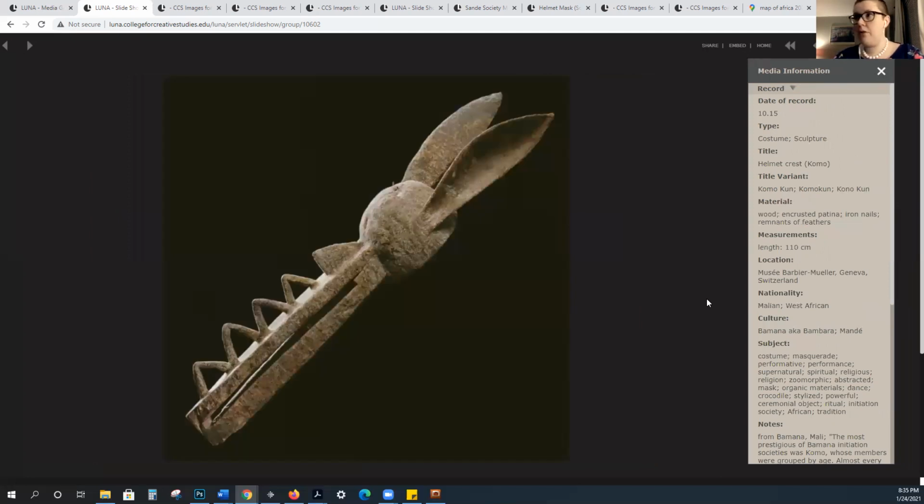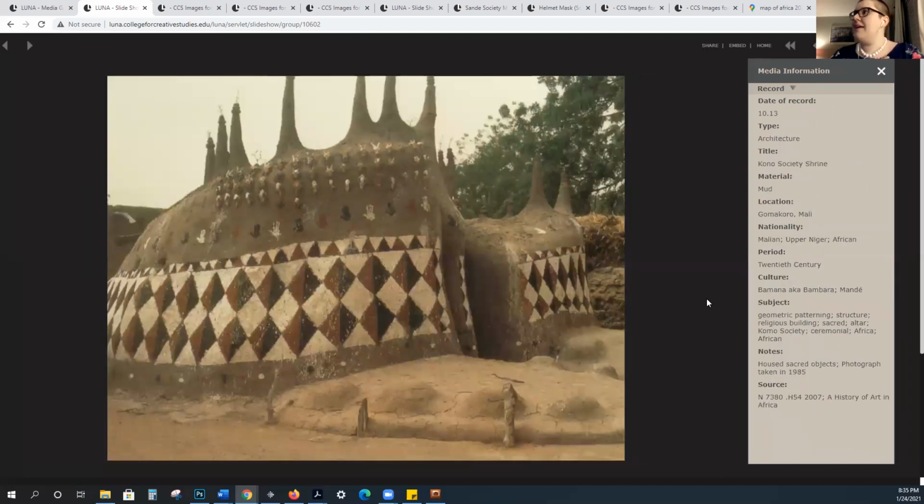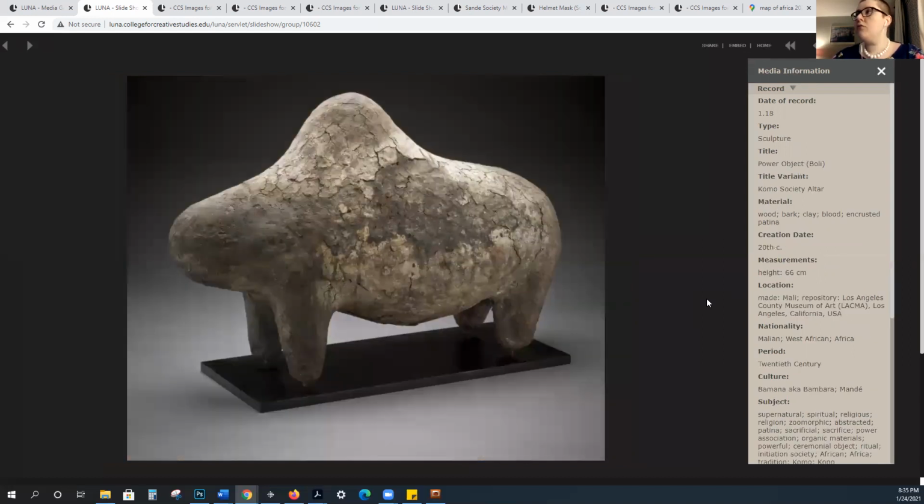Again, another example. And this is a society shrine for the Komo. And so this is where the mask would live, as well as the boli. So this is a boli. This is a power object or an altar for the Komo society. It is essentially an immobile Komo-kun. So it is very similar to the mask, except that it is not performed.